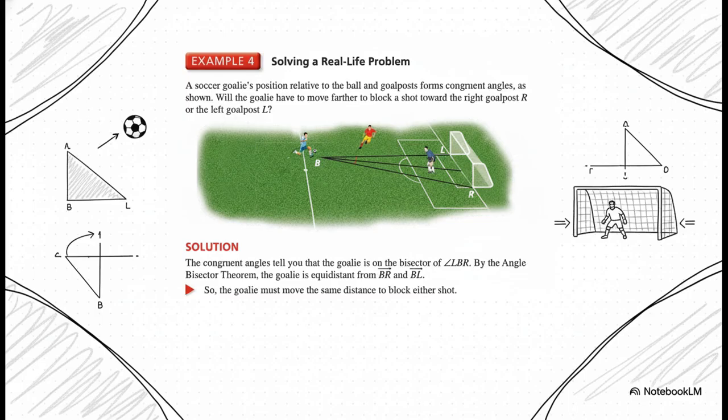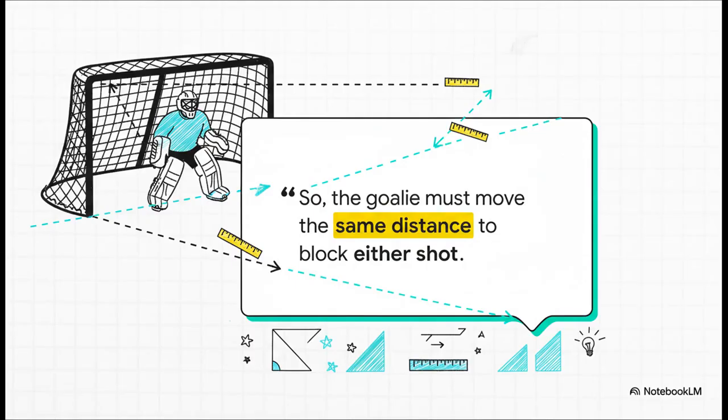Okay, let's take this out of the textbook and onto the soccer field. Check this out. A goalie is standing in just the right spot so that the angle from the ball to the left goalpost is exactly the same as the angle to the right goalpost. So the question is, does the goalie have to move farther to block a shot to the left or to the right?